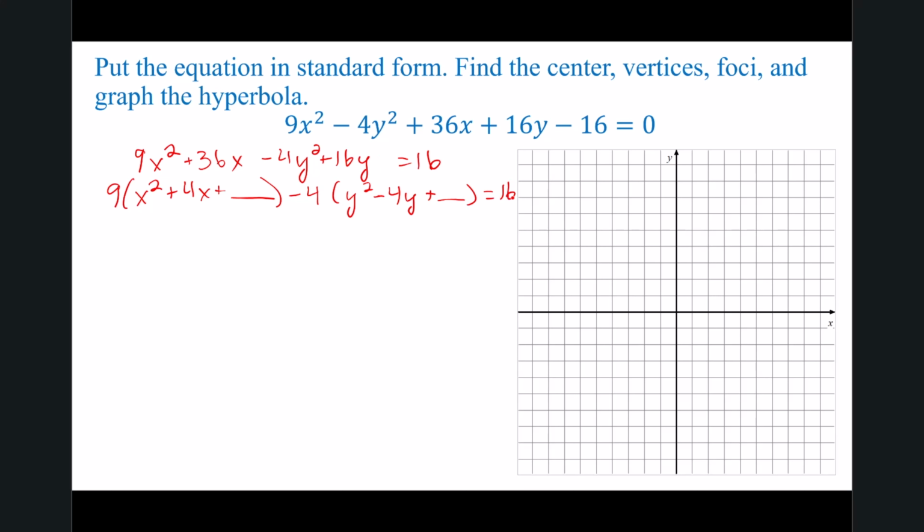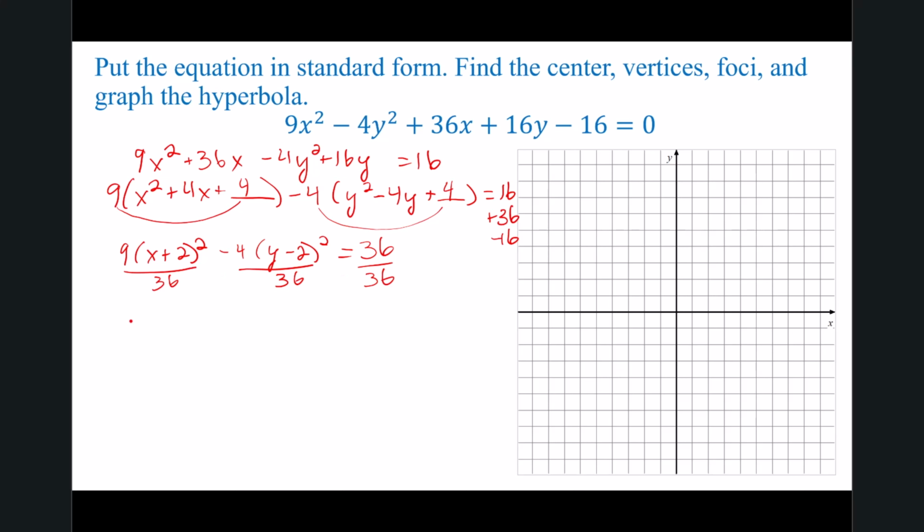Now to complete the square, half of 4 is 2, and 2 squared is 4. So I added a total of 9 times 4, or 36, to both sides. And then for the y's, half of negative 4 is negative 2, and negative 2 squared is 4. So I added a total of negative 16 to both sides. So I have 9 times (x plus 2) squared minus 4 times (y minus 2) squared equals 16 plus 36 minus 16, which is 36. Then I'll divide everything by 36 to get 1 on the right side.